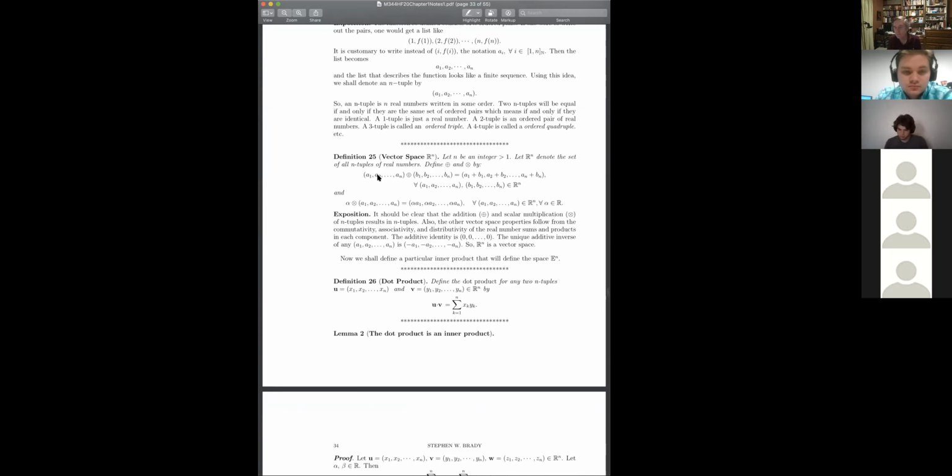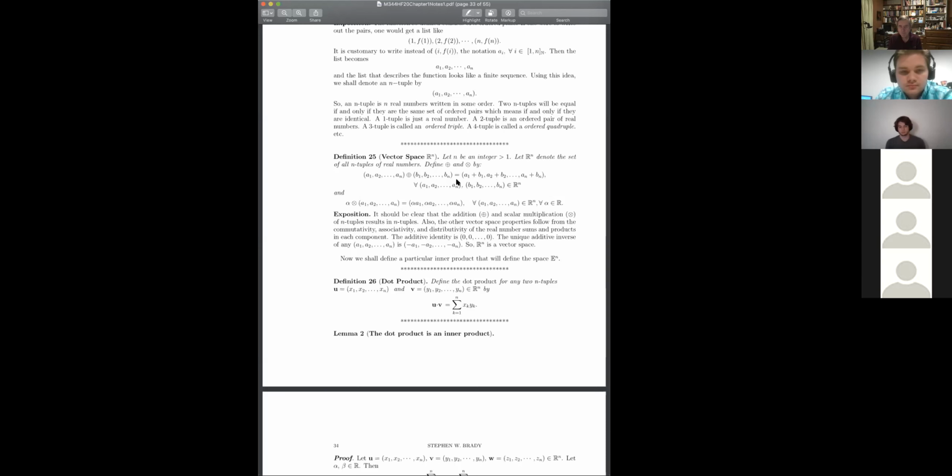And if you want to always think as n is 2 or 3, it's either pairs or triples. How do you add 2 pairs or triples together? You add the corresponding components. You guys know that already. So all we're doing is defining how you add here. See, this time I've already defined what length and direction are. And so now I'm defining addition.